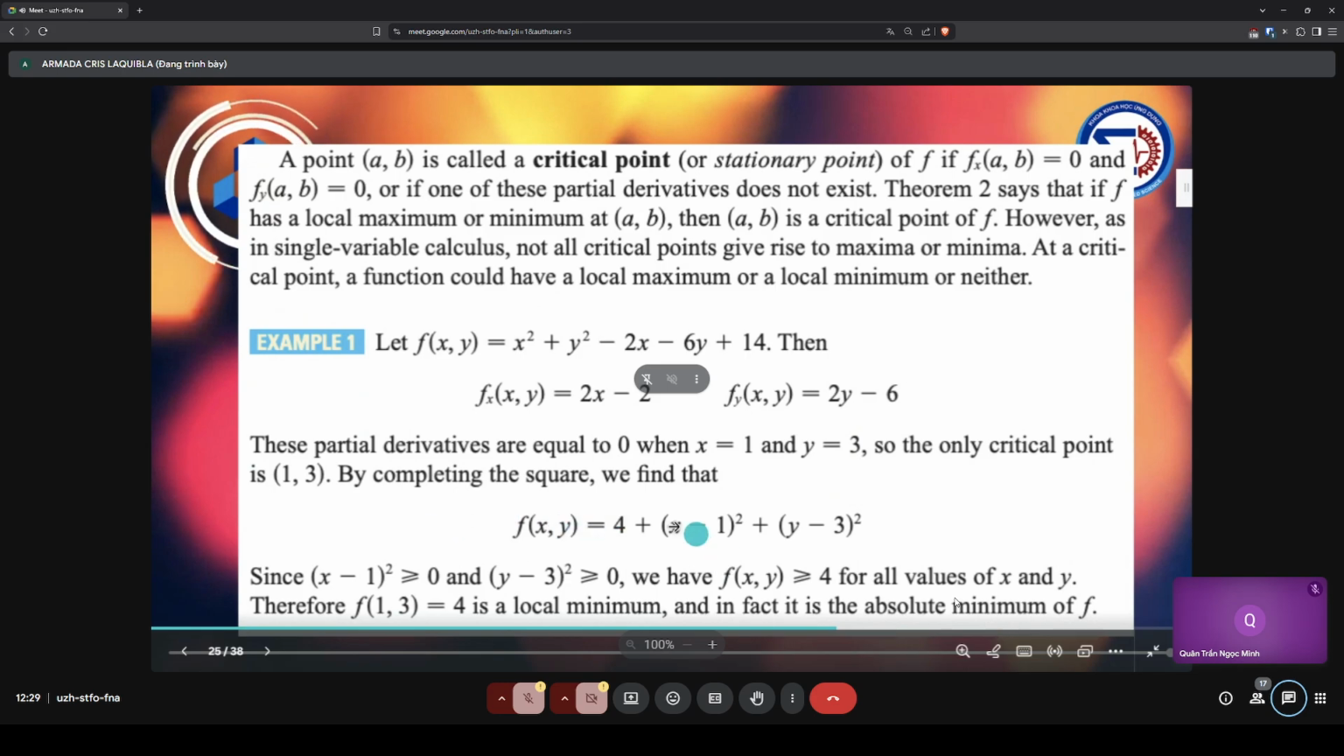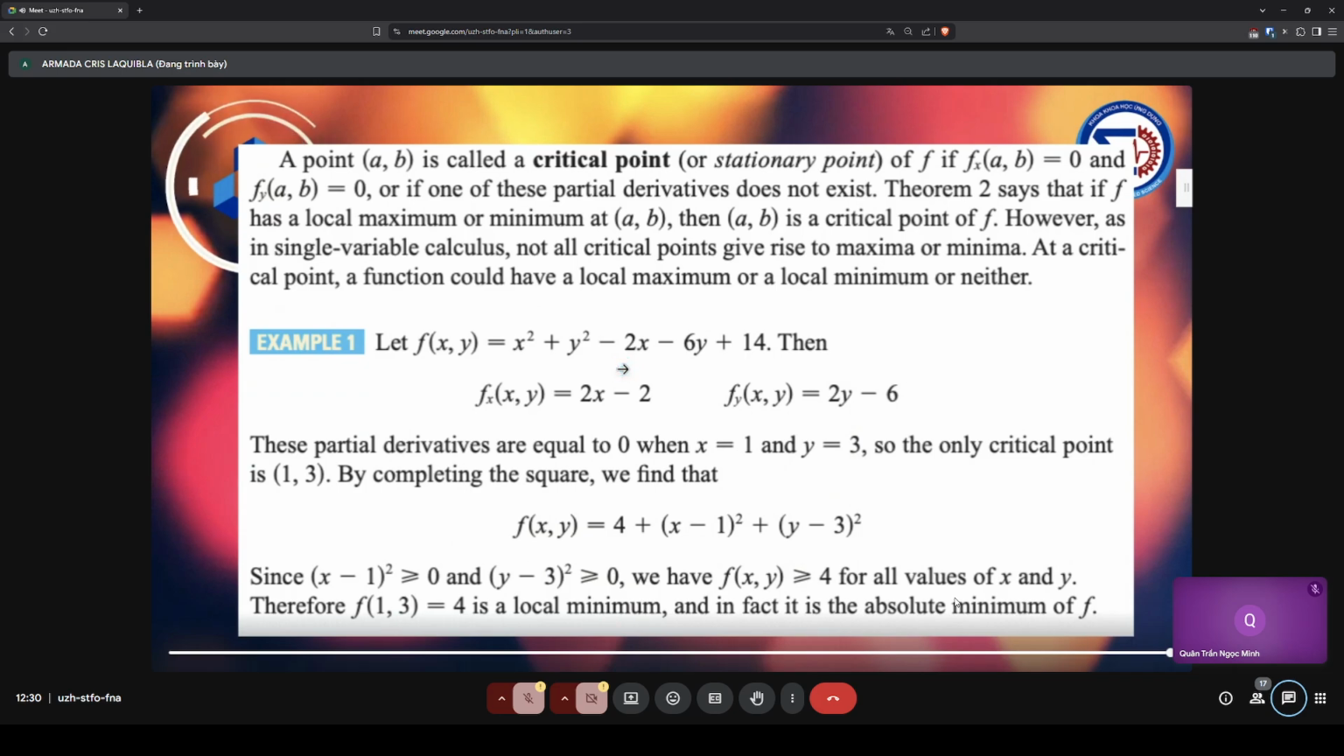By completing the square, we find f of (x, y) is equal to 4 plus something. Why is this 4 here? No, we are going to make it a completing the square. We apply the completing the square here. You have here x squared minus 2x. So what number are we going to add to make this complete? We add 1. Again, this is x squared minus 2x, so we add 1 here. We minus 1 also. So 14 minus 1 in our f of (x, y).